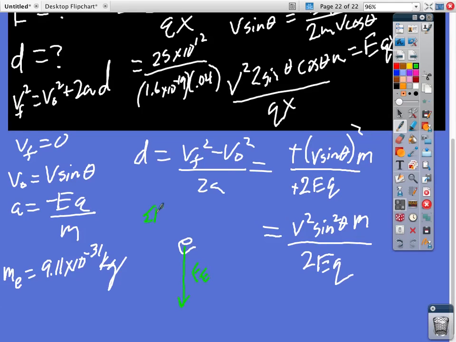So the sum of the forces is MA, so negative FE equals MA, and that gives you this. And FE is equal to EQ in this case, because there's not two charges, there's only a charge in a field. So you use EQ. But if there's two charges, it would be EQ as well? Yeah, exactly. All right.